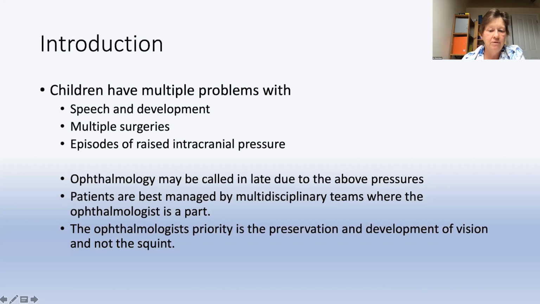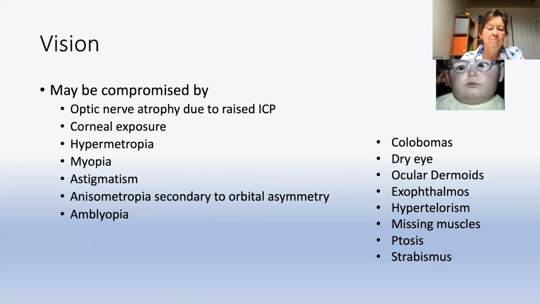So as the ophthalmologist, we might be called in quite late because the patient has all these other pressures, life-threatening pressures, pressures on their general development. And the best way to approach them is to be part of a multidisciplinary team where each member of the team understands the role of the other, and that helps in the timing of the intervention, where it's really important for us to preserve the development of the vision. The squint can often be addressed later, but we have to help the team to understand that. And perhaps we're not allowed to operate on the squint at a certain time because something else is going on with the child. And the vision may be compromised by many, many things.